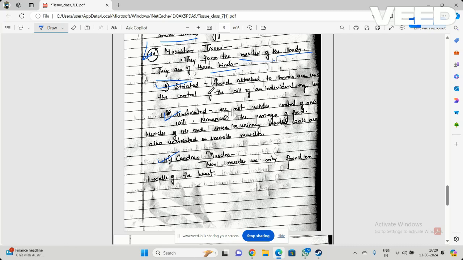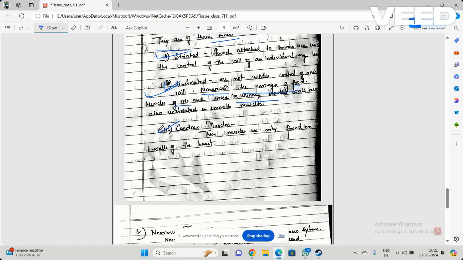Unstriated muscles are not under our control, like the esophagus, the movement of food, the passage of food. Muscles of the iris, that is the eye muscles, and the muscles of the urinary bladder, these are not under our control, so that is unstriated.